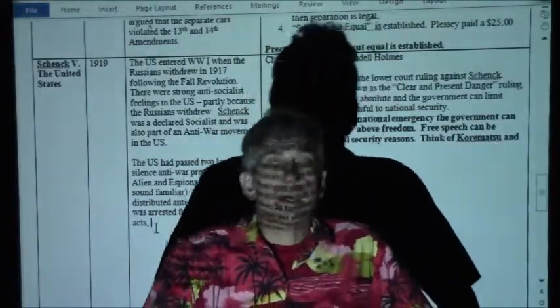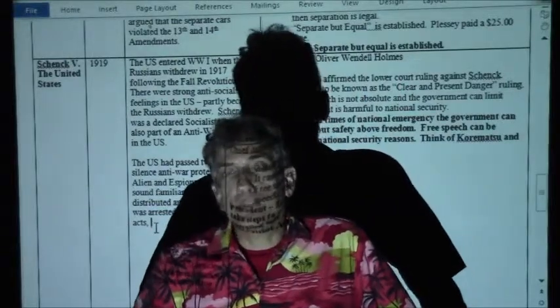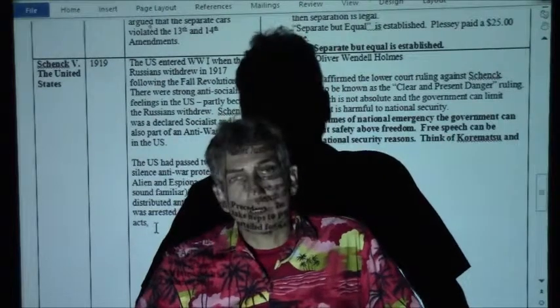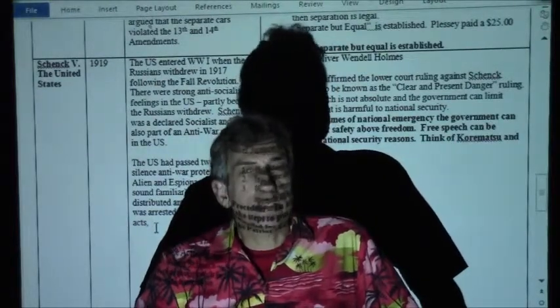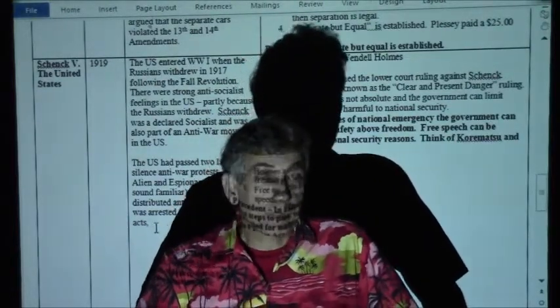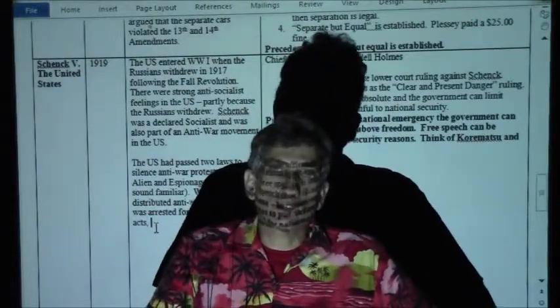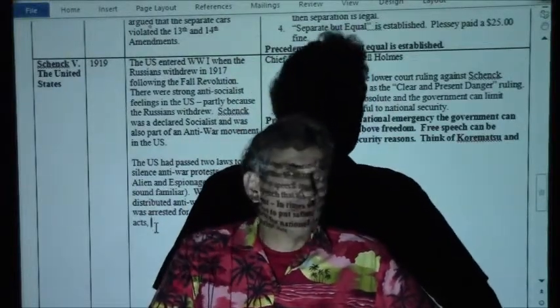The next case we're going to deal with, Schenck versus United States, is a clear case of civil liberties and what our rights are. What rights do we have in times of national emergency? The year was 1917, World War I was going on. The Russians had just withdrawn from World War I as a result of the Russian Revolution and Lenin's promise, I should say.